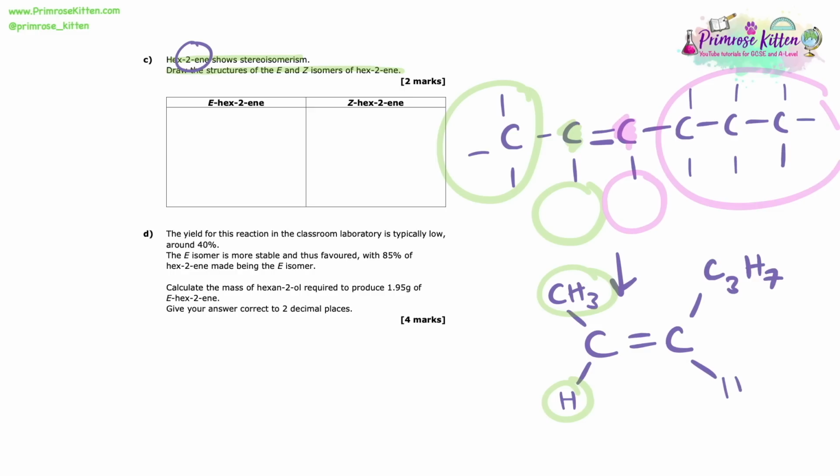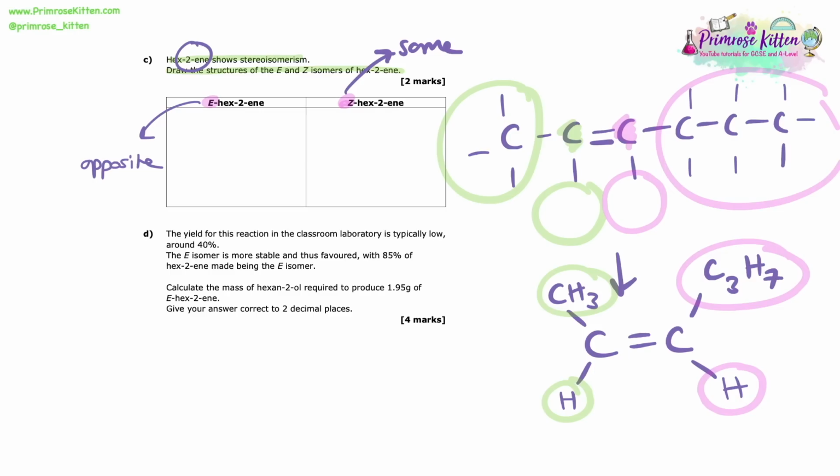On the second carbon, I can see I have a C3H7 attached and an H. So that is now something I'm very familiar with, and I can really easily recognise whether I have an E or a Z isomer, and I can easily switch it up to make the other. I know that for the E isomer, my groups are in opposite orientations, whereas in Z isomers, they're in the same orientation.